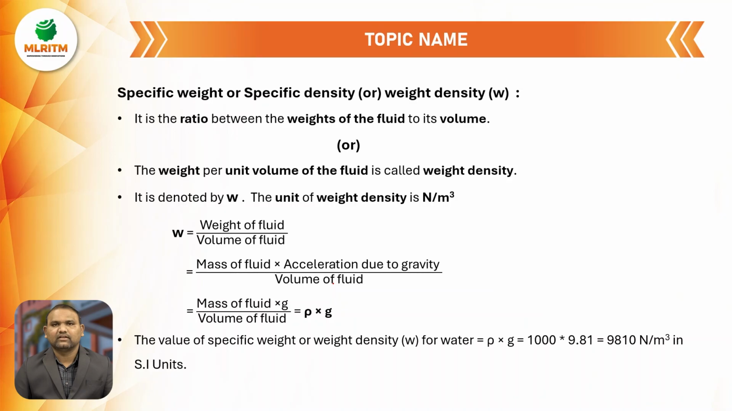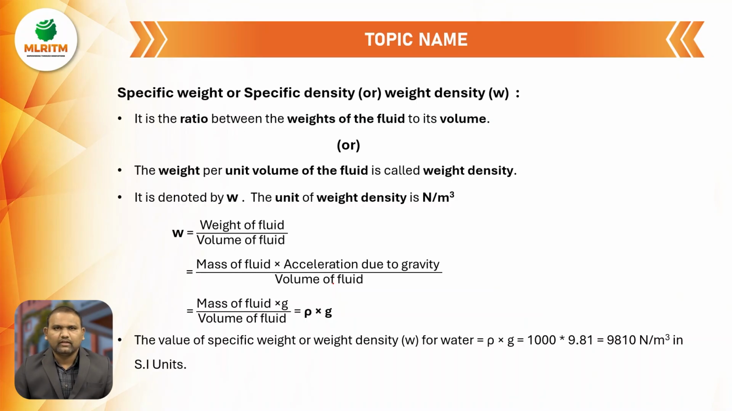Specific weight or specific density or weight density. It is the ratio between the weight of the fluid to its volume, or the weight per unit volume of the fluid is called weight density. It is denoted by small w. The unit of weight density is Newton per meter cube. Weight density is equal to weight of fluid by volume of fluid.